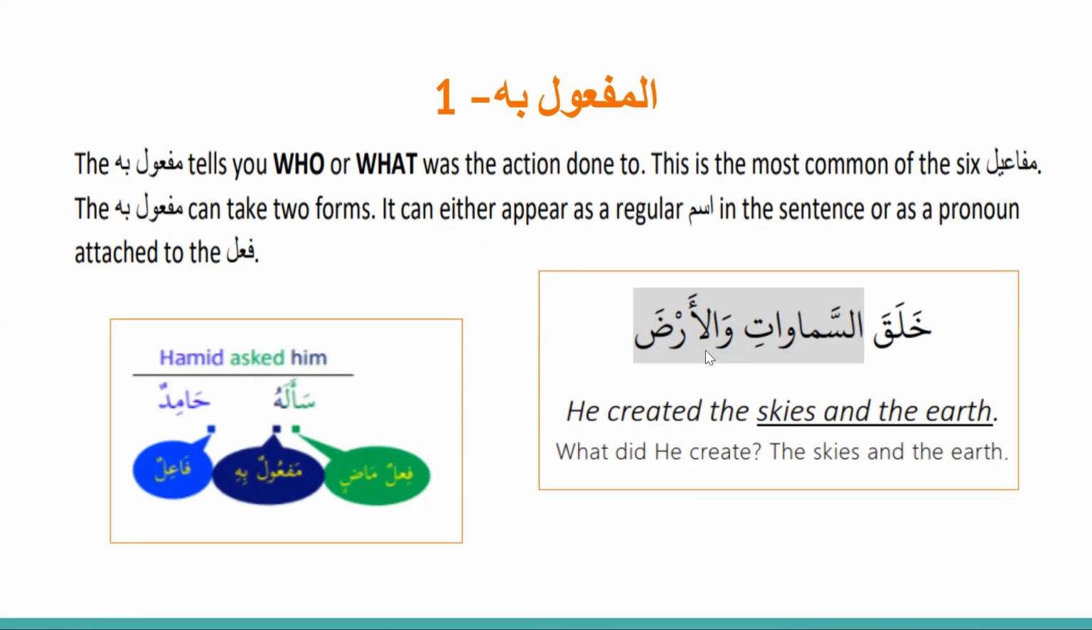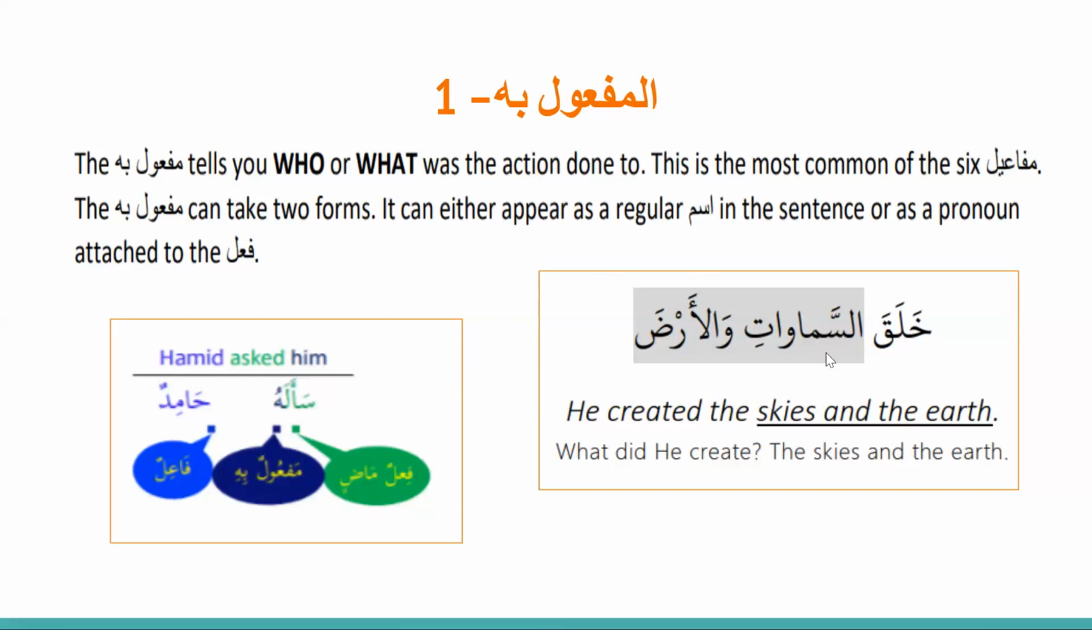And this is the most common of the 6 maf'ul. So in most sentences, you will see at least a maf'ul bihi. If the fi'l is a muta'addi one, muta'addi means transitive, then you will see a maf'ul bihi. But maf'ul bihi can be there in the sentence in 2 forms.